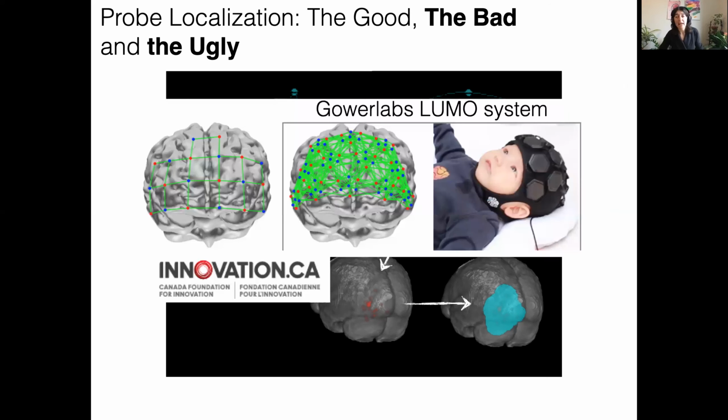But I think the good thing and the direction that we're going, we recently got some funding from the Canadian Foundation for Innovation to move towards more high density recordings with infants. So this is one of the systems that's available now, the Gowerlabs Lumo system. And it uses these tiles that have many sources embedded in them. And they will hopefully allow us to move towards a more high density tile of recording. And with that, I'm hopeful that we're going to get closer to, not fMRI, of course, but have more density of recordings that will allow us to do something more sophisticated and get smaller and more refined regions of interest.